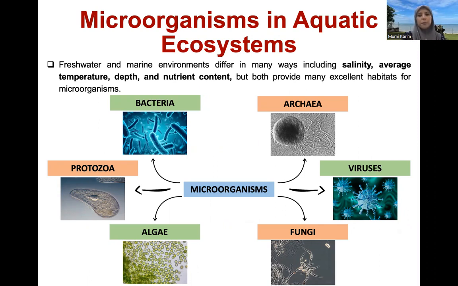But both these freshwater and marine environments provide an excellent habitat for microorganisms. There are bacteria, archaea, viruses, fungi, algae, and protozoa. Some of the algae like to be at high temperature, so sometimes you can see the blooming of algae in the lakes, because when the temperature is high and the nutrients are enough for them, they will bloom.